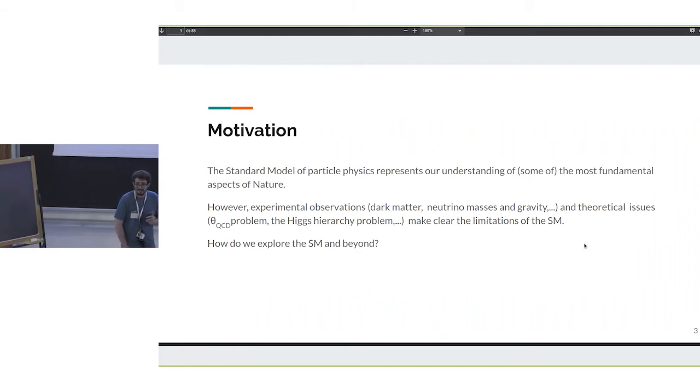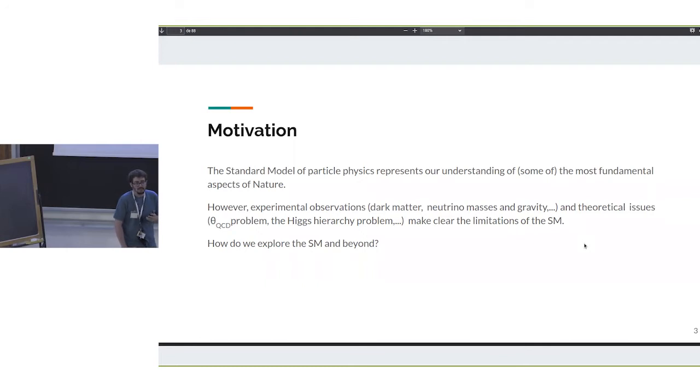So let me give the customary slide about the standard model. The standard model of particle physics is currently our best understanding of some of the most fundamental aspects of nature. However, we know that it's a limited model. We have some experimental hints, we have some theoretical problems. So we need to be able to explore the standard model to try to measure it to more precision, and also to try to search for new degrees of freedom.